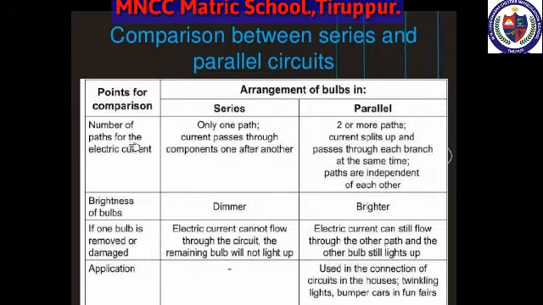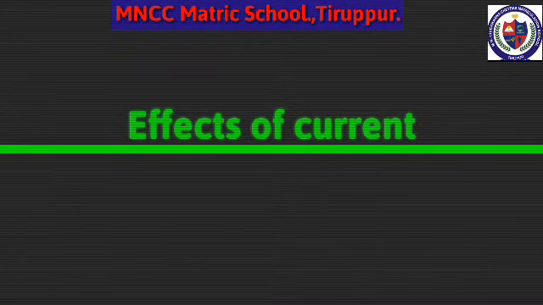Number 3, if one bulb is removed or damaged. Series circuit, electric current cannot flow through the circuit. The remaining bulb will not light up. In parallel circuit, electric current can still flow through the other path and the other bulb still lights up. Number 4, application. Series circuit doesn't have any application. In case of parallel circuit, used in the connection of circuits in houses, twinkling lights, bumper cars in fun fairs. Next we move to effects of current.